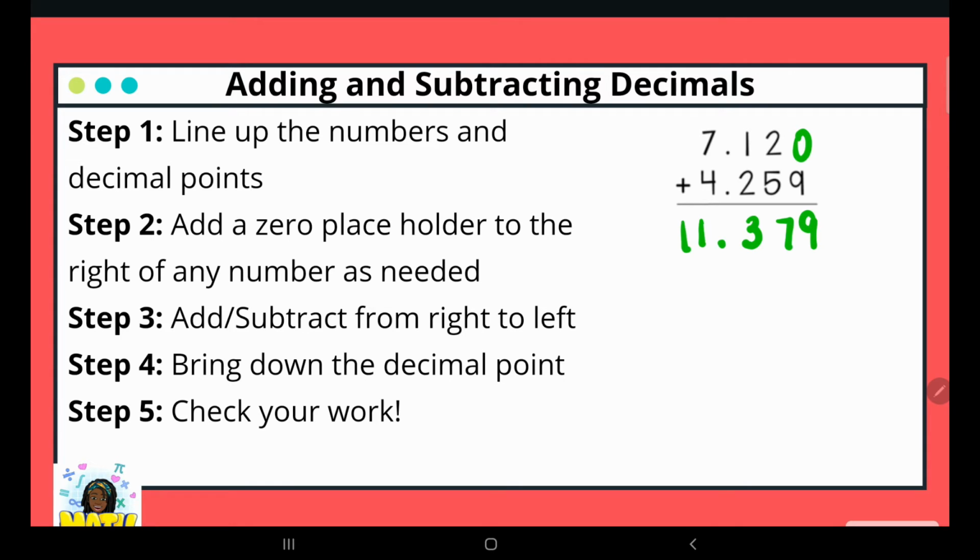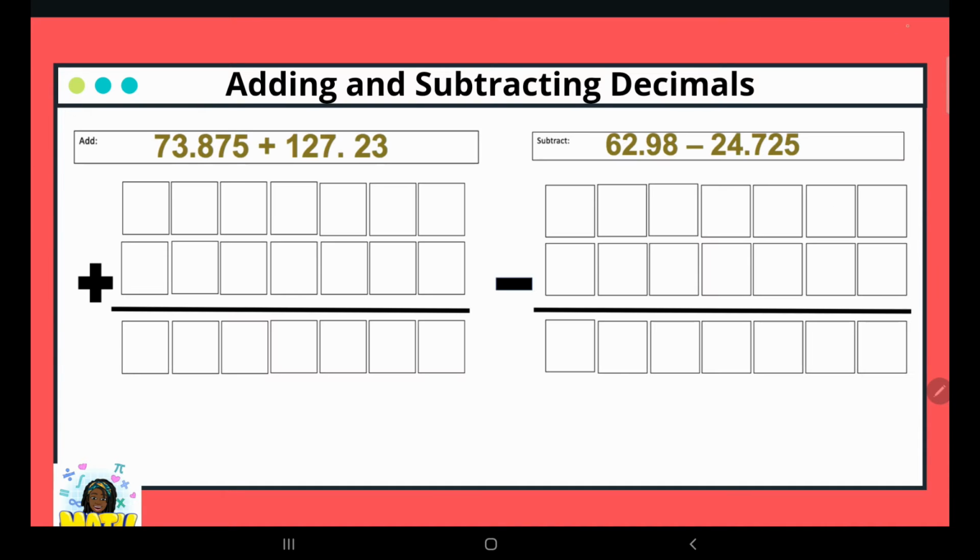Now, if you want to see if you are correct, take a look at your whole numbers. 7 plus 4 is 11, so we know that our answer is about in the correct ballpark. So that's how you would work out adding or subtracting. Now, if you find it challenging to line up your decimals on your own, you could create this graphic organizer. What this does is it pretty much helps you to line up those numbers.